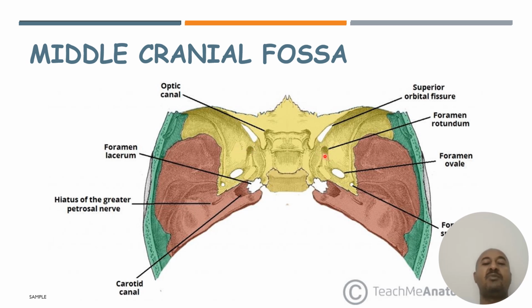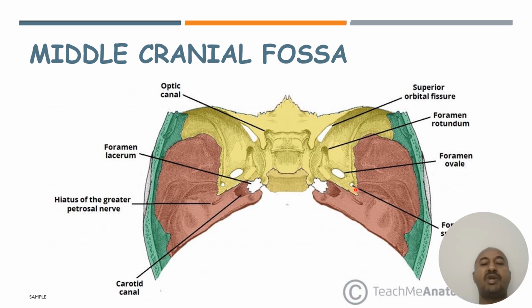Now, if you go a little bit back here, this opening is called the foramen rotundum, here and here. The foramen rotundum allows the passage of the second division of the trigeminal nerve, which is the maxillary nerve. So here, the maxillary nerve passes. More posterior and lateral, this opening here is called the foramen ovale. It looks like an ovum, and the foramen ovale allows the passage of the third division of the trigeminal nerve, which is the mandibular nerve.